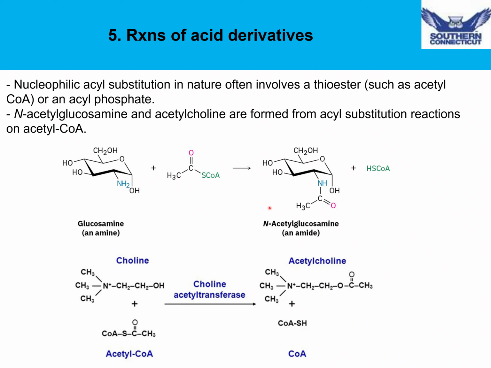Choline, which has an alcohol, can react with acetyl coenzyme A through another acyl substitution. Choline acetyltransferase, an enzyme, helps in this reaction. The alcohol attacks, thus a substitution, and so now we have an acetyl group on the alcohol forming acetylcholine, which is an important neurotransmitter.